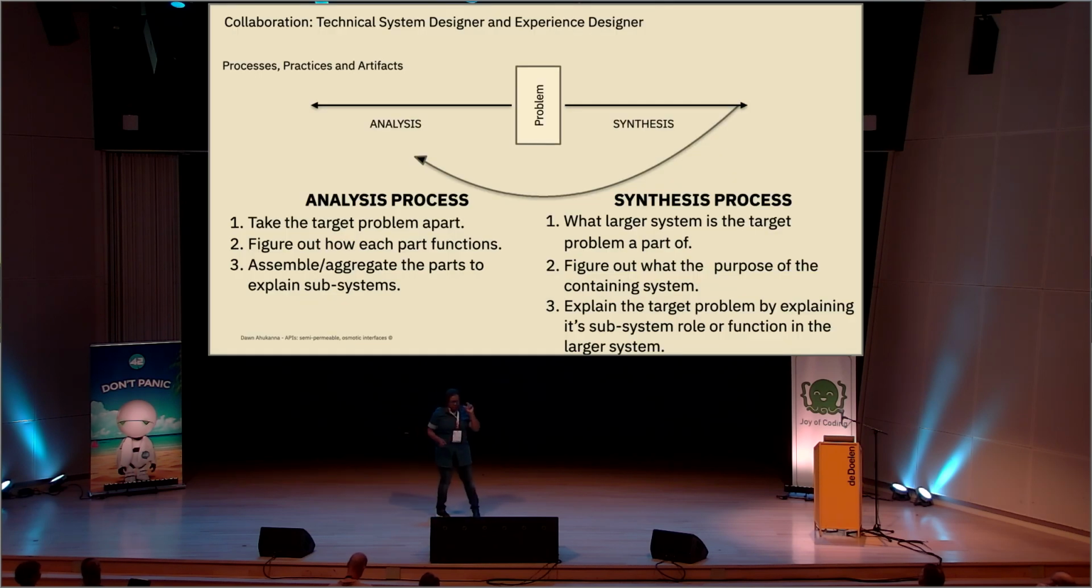So this is where collaboration comes in. You really need to have two parts. The analysis process is to take the problem apart, figure out how each bit works, and then assemble. Remember that Golf that I showed you? If I gave you all the pieces of a Golf, could you put it together if you didn't know what a Golf looked like? I mean, you could put the tire on the roof and the other one underneath, right? The synthesis is to look at the larger system. What are you trying to do? Transport people from A to B. Figure out what the purpose of the containing system is, and then explain the target problem based on that subsystem.